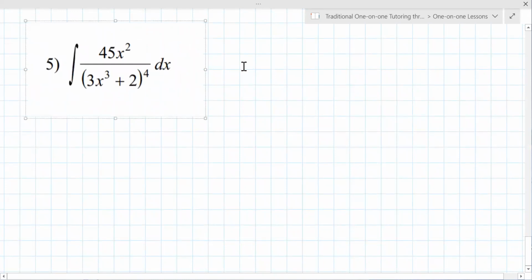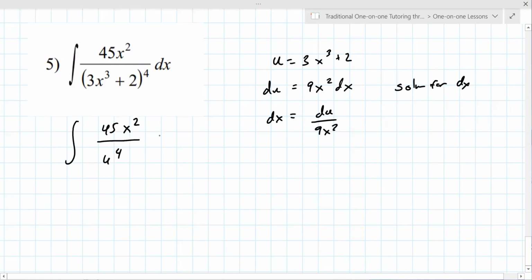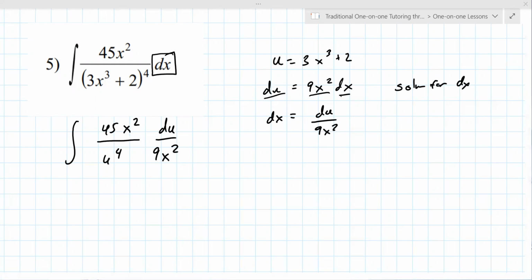U-substitution problem. So the u is 3x cubed plus 2. Yes, and then you have to immediately take a derivative of that. So that's 9x squared dx, and then you solve for dx. Okay, so you do integral 45x squared over u to the 4th dx. Oh wait, how do you do that? So you just divide by 9x squared. Exactly. So dx is du over 9x squared.